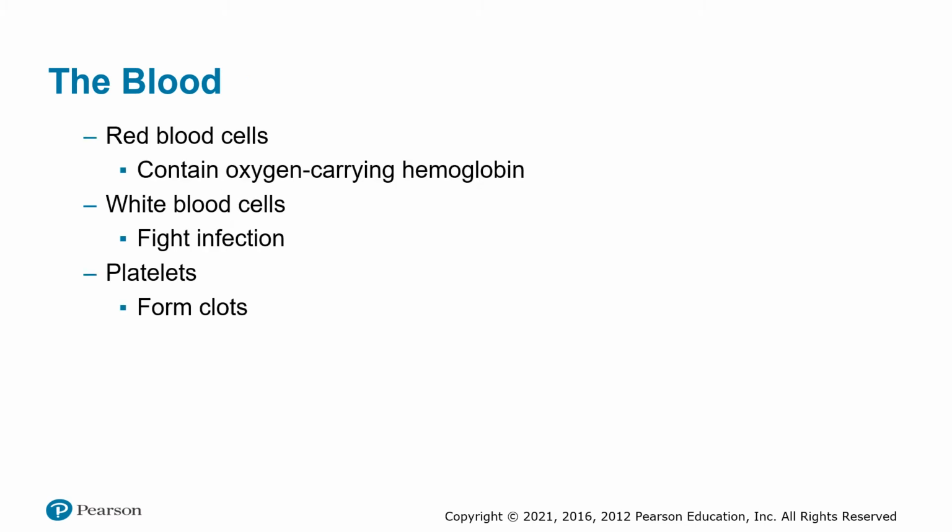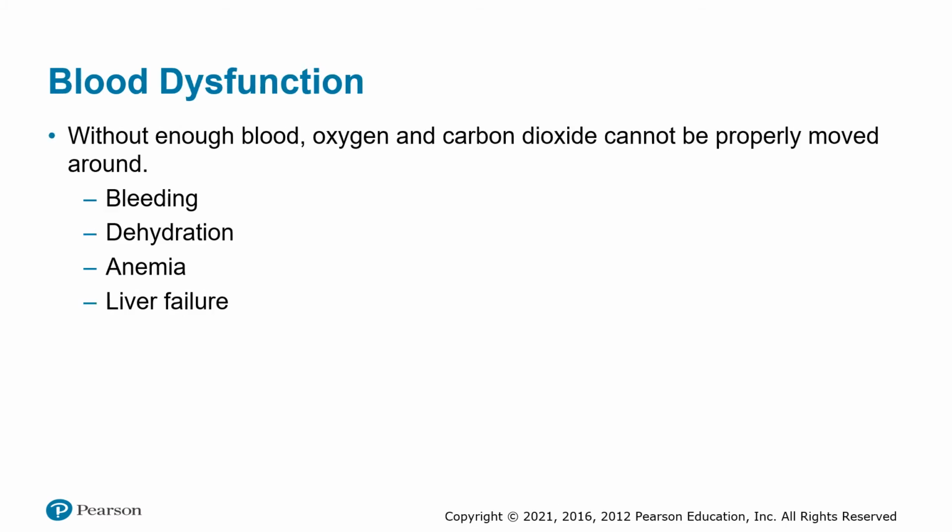You have red blood cells. These contain oxygen-carrying hemoglobin, and white blood cells that fight infection, and then platelets as well that form clots. For blood dysfunction, without enough blood, oxygen and carbon dioxide cannot be properly moved. Again, this is that ventilation perfusion match. This can be caused by bleeding, dehydration, anemia, or liver failure.